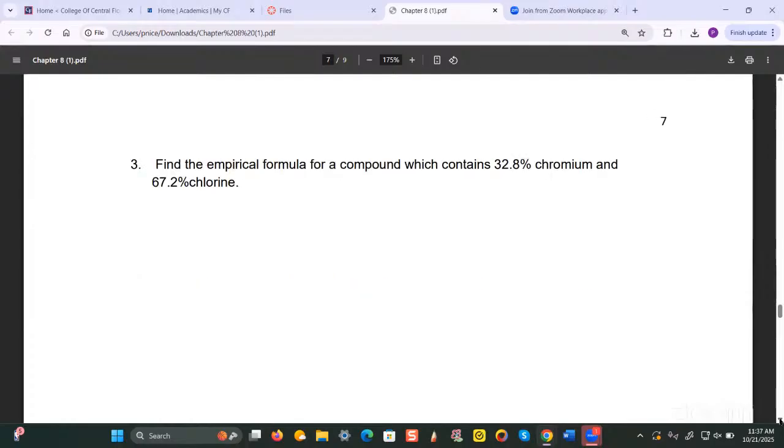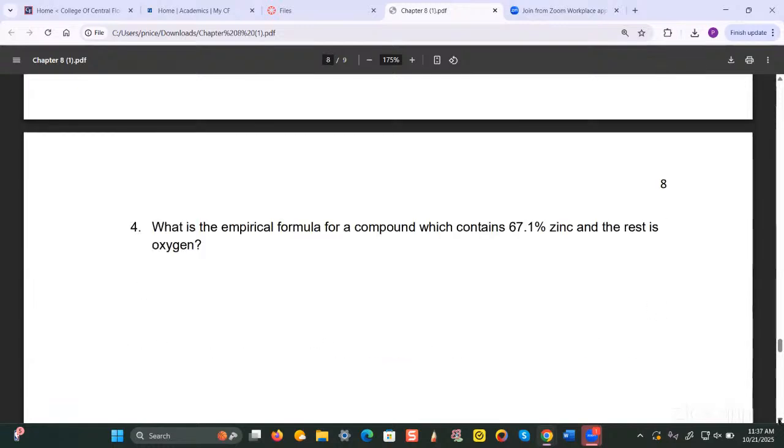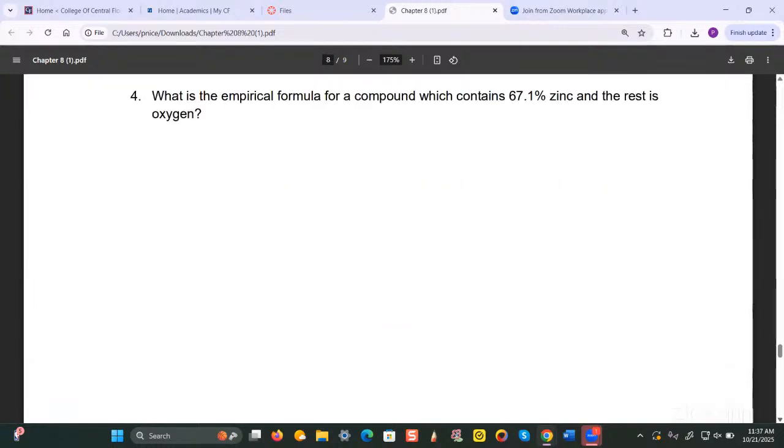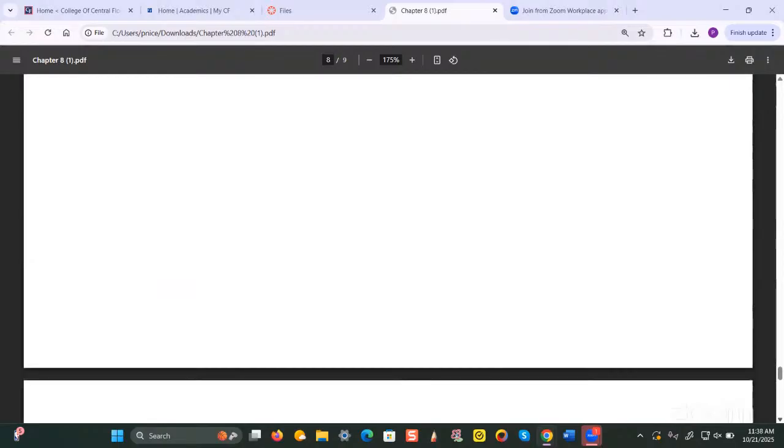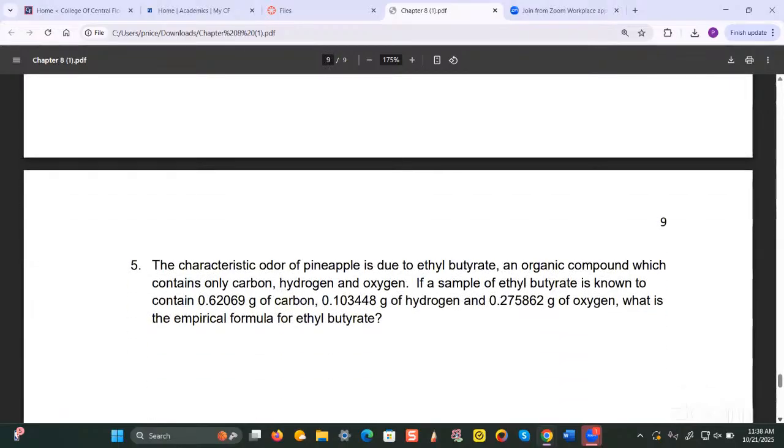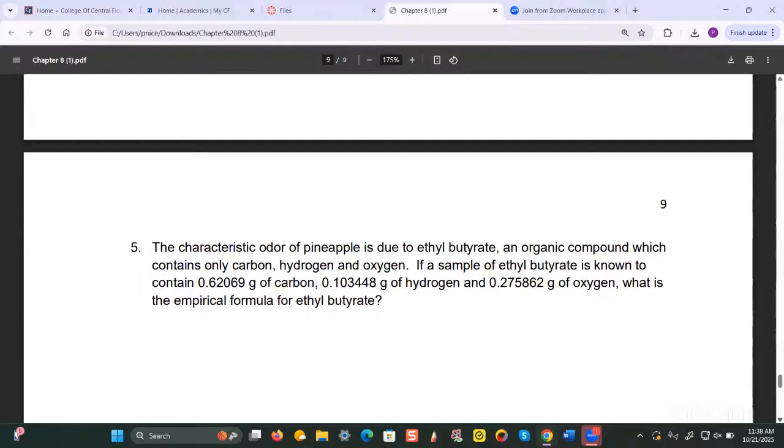Okay, I'm gonna leave number 3 for you to do. Number 3 is very easy. Let's see what number 4 is. Number 4 is also very easy. You should be able to do those too. And let me see here. Number 5 is similar to what we saw just now.